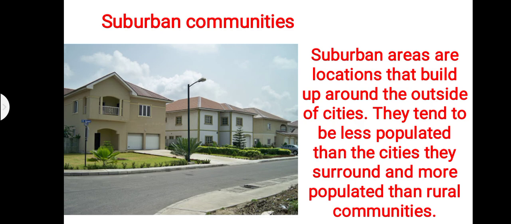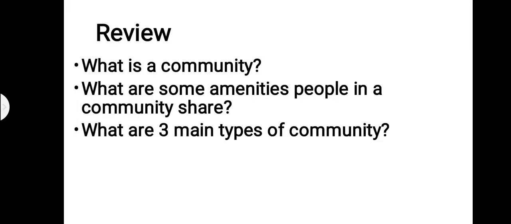So people who live in suburban areas go from suburban communities to the urban communities like the city. They go there for work. Sometimes also they go there for school. They are less populated than urban communities, and they have more persons living in them than the rural communities.